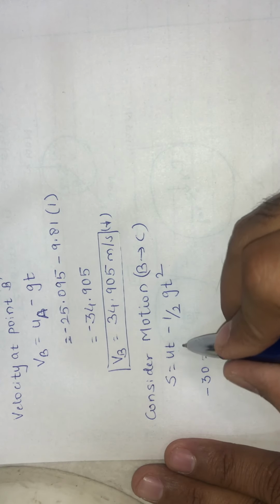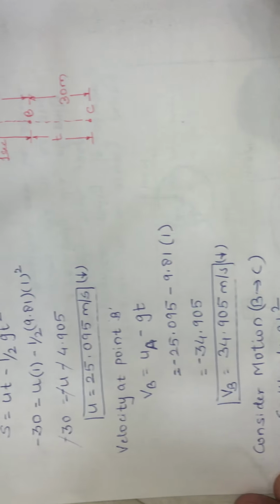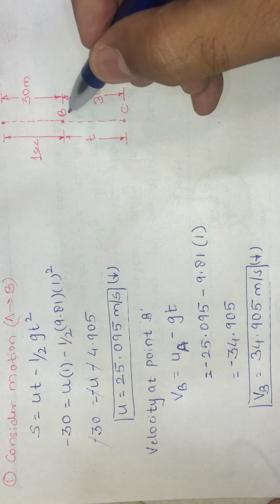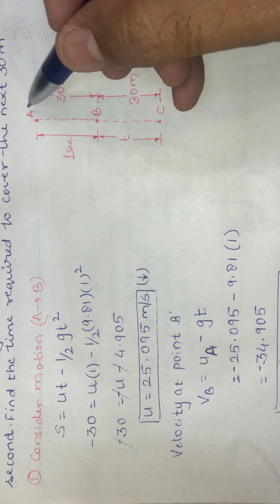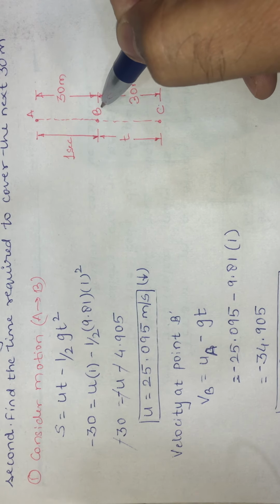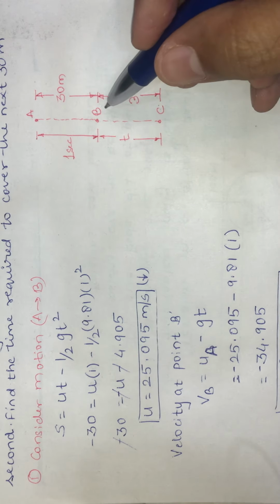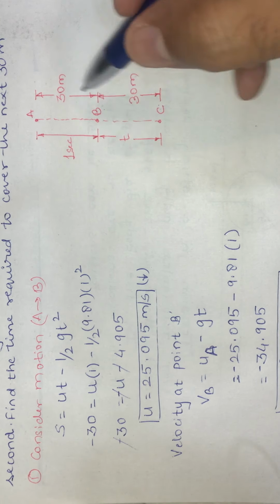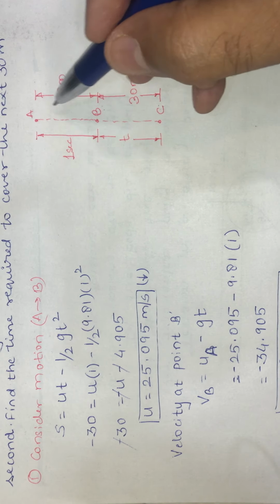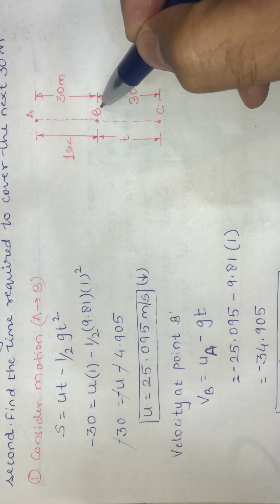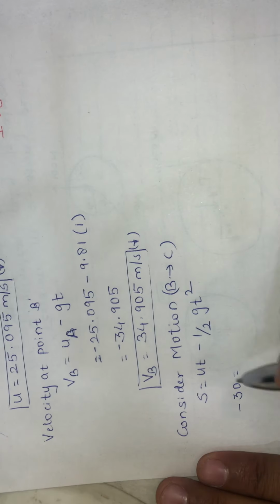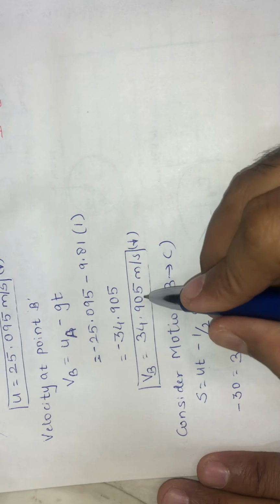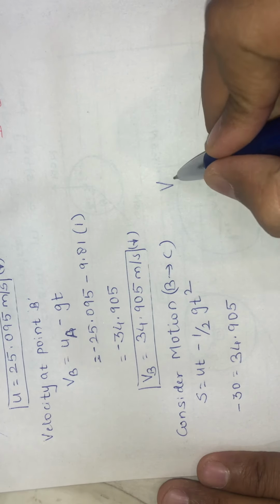U will be the initial velocity for B to C. From B to C, whatever will be the initial velocity will be the final velocity for A to B. I hope you understood, students. Once again, for B to C, whatever will be the initial velocity will be equal to the final velocity for process A to B. So here we will be substituting this value, 34.905. We'll write it here.